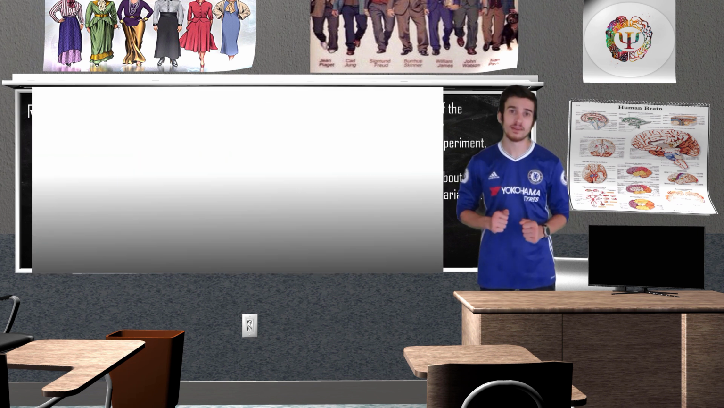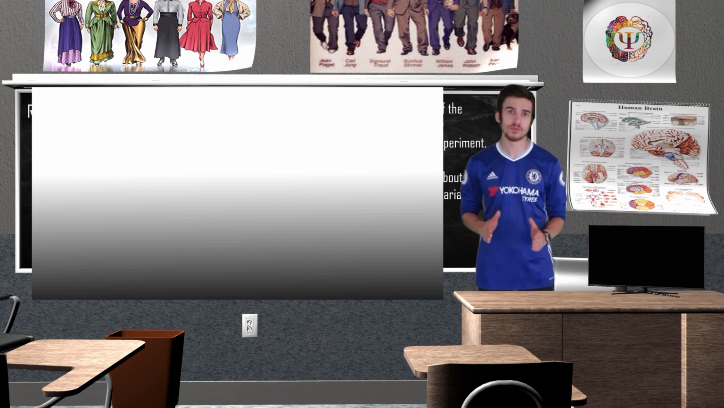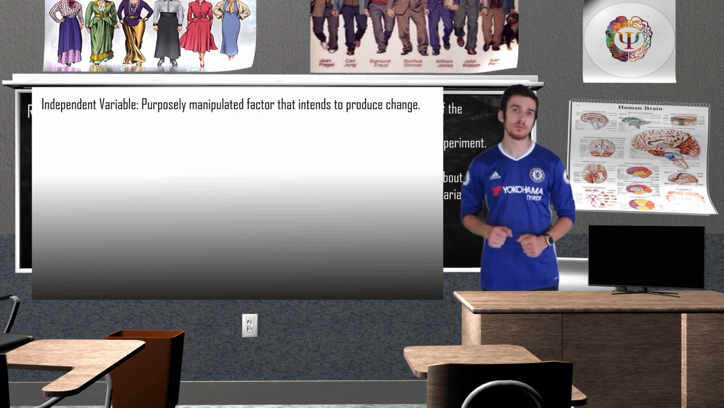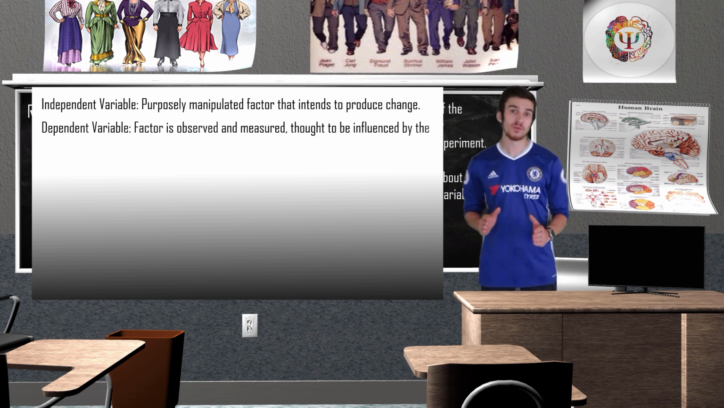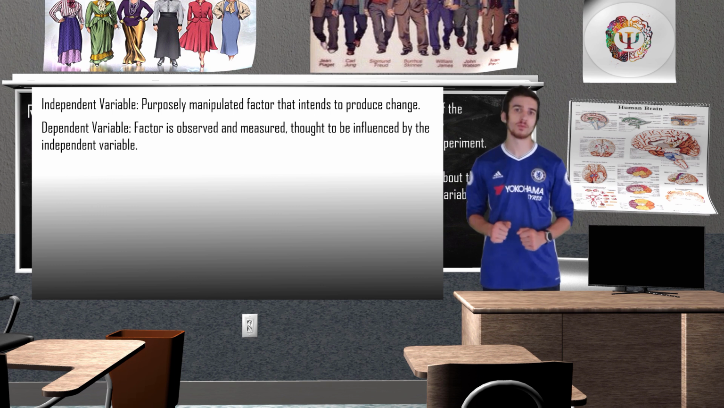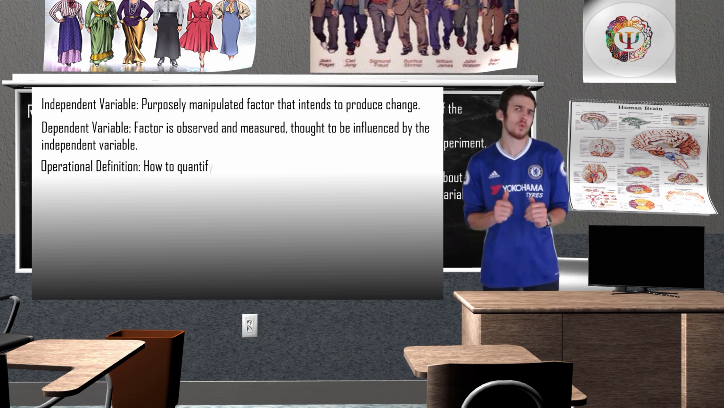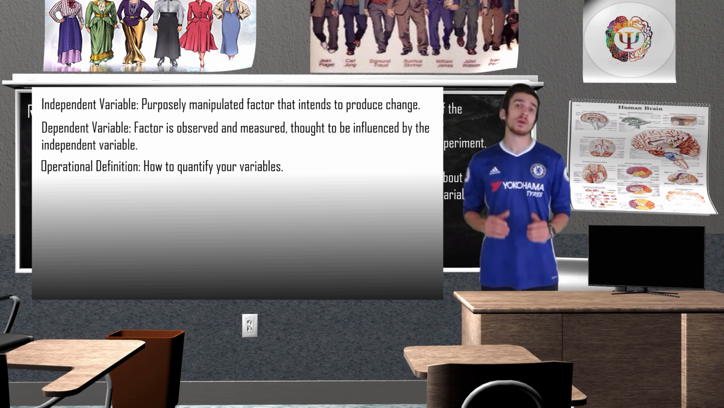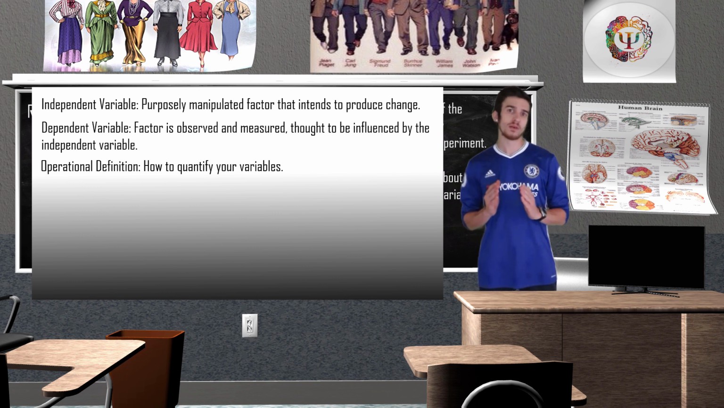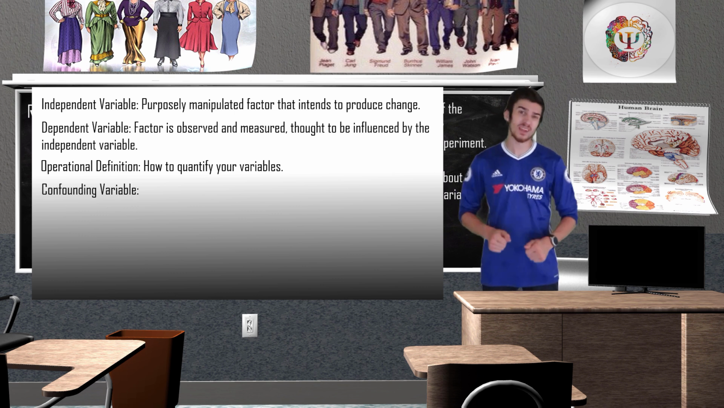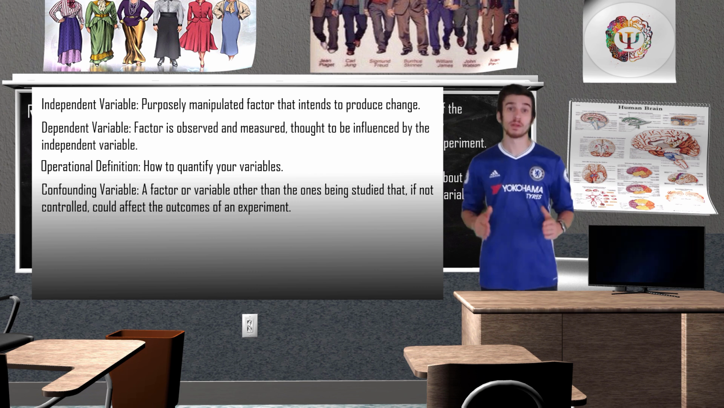I mentioned earlier that during an experiment, we are manipulating variables. An independent variable is going to be the variable that we are purposefully manipulating in order to produce a change. Our dependent variable is going to be our factor that is observed and measured. The dependent variable is thought to be influenced by the independent variable. While looking at variables, it is very important to operationally define them, or how can we quantify or measure these variables. We also want to make sure we are looking out for confounding variables. These are just different variables that we are not accounting for during our experiment that could influence the results of our experiment.